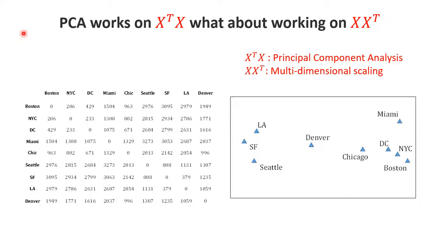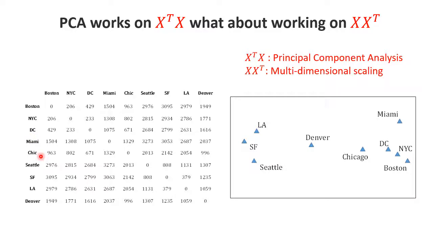To introduce multidimensional scaling, let's introduce this very simple problem. Imagine you have 9 cities in the United States, and what is given to you is a distance map between these cities. So of course, the distance between Boston and Boston is 0. The distance between Boston and New York City is very small. But the distance between Boston and San Francisco is very large.